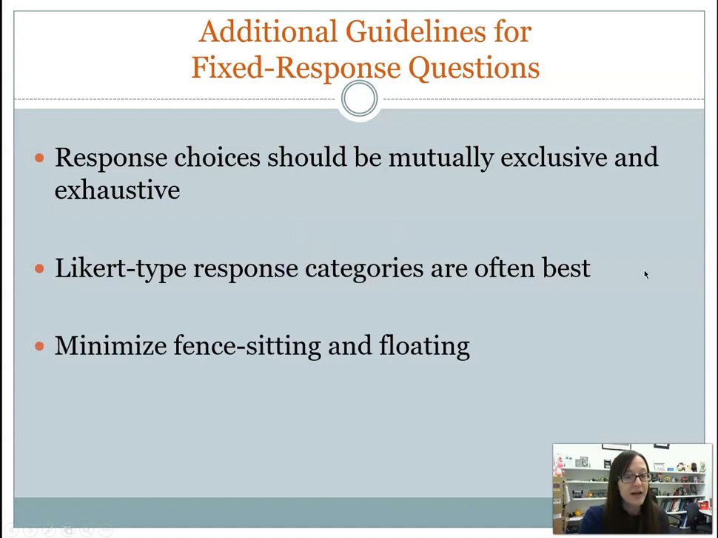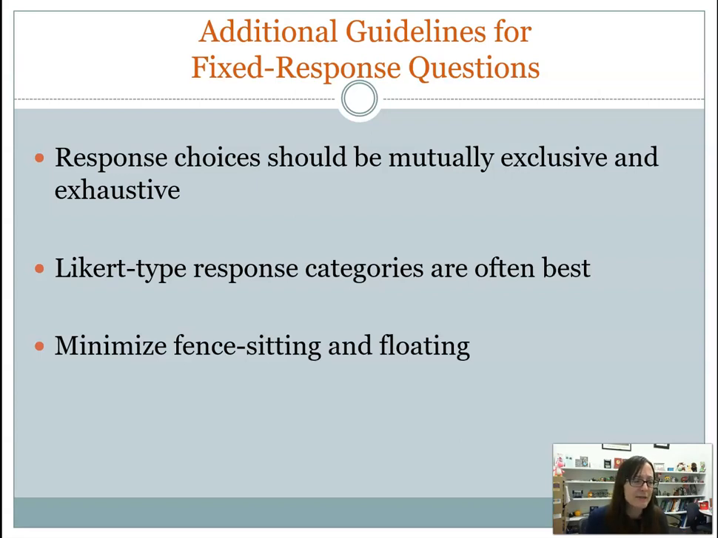You also want to minimize fence sitting and floating. Fence sitting is where people are kind of neutral in their attitudes towards an issue, and they're like, I could go either way. To minimize fence sitting, you probably want to avoid having a middle neutral category, so that you make them choose a side. Although sometimes that can be bad, because if somebody is truly neutral about something, then you're not giving them the option to choose the way they really feel. So you've got to weigh that.